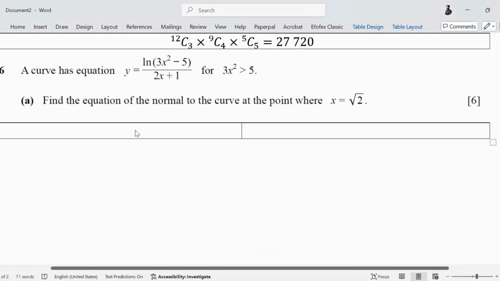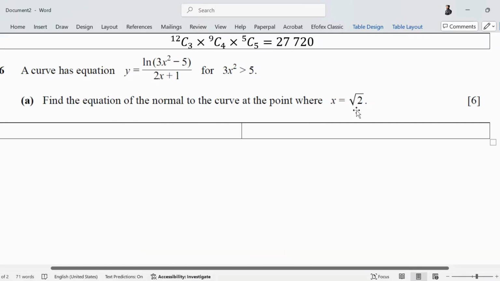So what is the final answer? A curve has the equation given, and the question says that the value of 3x squared is greater than 5. Why are they saying so? Because for the function to be valid, the input of log has to be positive. The input of log has to be greater than 0. Find the equation of the normal to the curve at the point where x equals root 2.